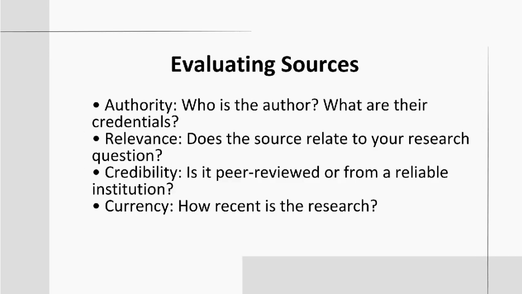Section 7: Evaluating sources. When reviewing sources, consider the following factors. Authority. Who is the author, and what are their credentials? Relevance. Does the study align with your research objectives? Credibility. Is the article peer-reviewed or published by a reputable institution? Currency. How recent is the study? Research in dynamic fields should be up to date.